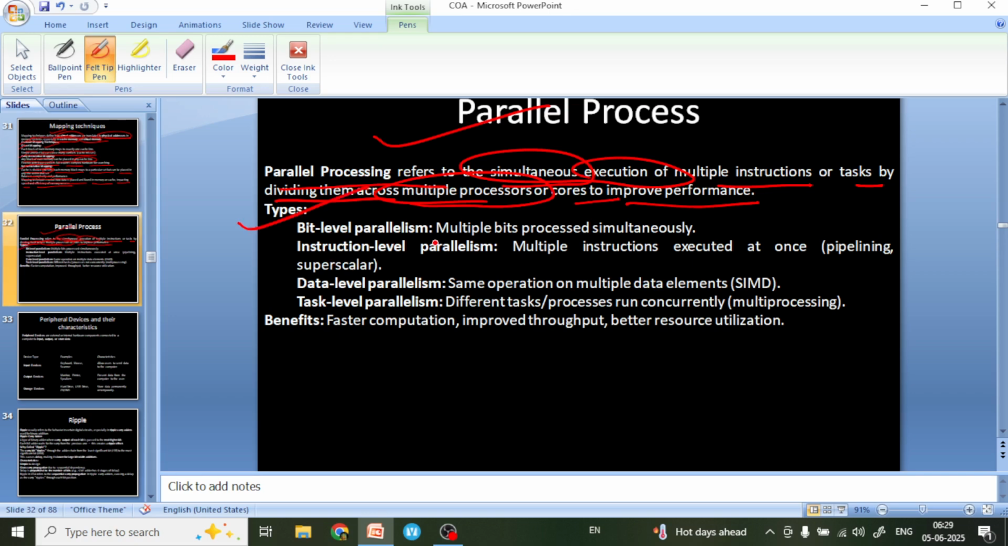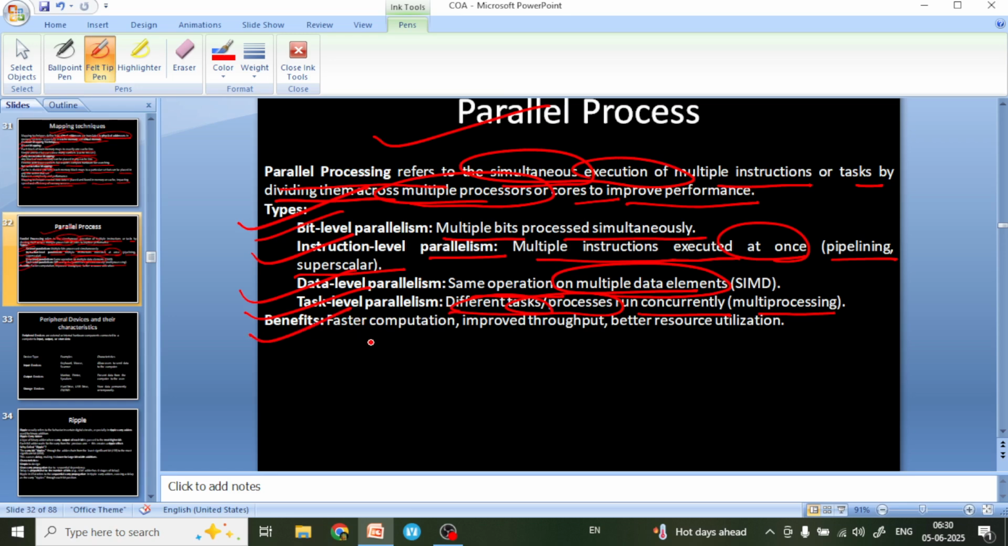First is bit-level parallelism, which means multiple bits are processed simultaneously. Instruction-level parallelism means multiple instructions are executed at once, known as pipelining and superscalar. Data-level parallelism means the same operation is executed on multiple data elements. Task-level parallelism means different types of tasks or processes run concurrently, such as multi-processing.